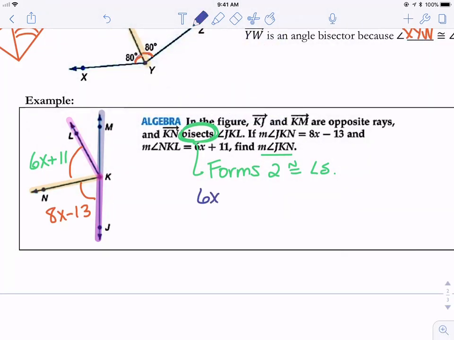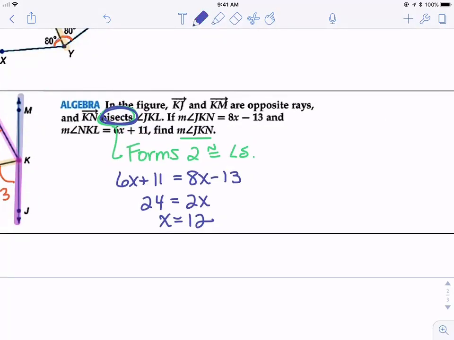So we've got 6x plus 11 is equal to 8x minus 13. Again, because it's a bisector. So 2x equals 24, x equals 12. And then it asked you for the measure of angle JKN. And JKN is 8x minus 13. So 8 times 12 minus 13. 96 minus 13 should be 83 degrees.